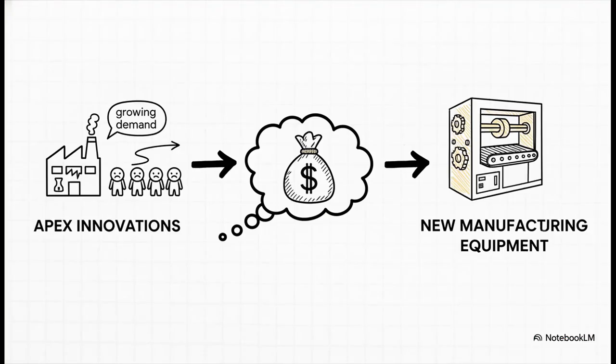So let's meet our company, Apex Innovations. They're a tech company, and they're facing a great problem to have. Their product is a hit. Demand is growing so fast that they can't keep up. Their critical issue is a bottleneck in production. To grow, they need to purchase new manufacturing equipment. The only problem? It costs $50,000, and they don't have that cash sitting in the bank.